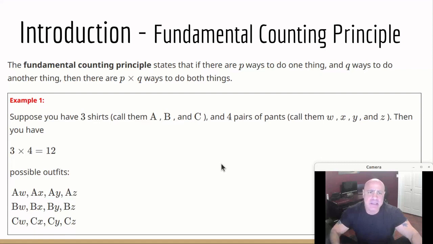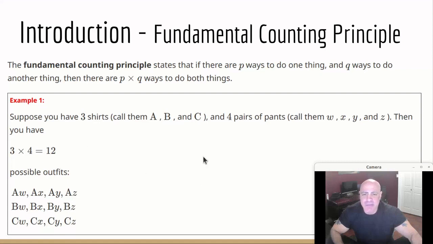It's a very simple mathematical principle known as the fundamental counting principle. It's as simple as it gets, but understanding this will be the foundation for proper comprehensive testing. Once you know this, you know how to test, and you know how to test thoroughly. The fundamental counting principle simply states: if there are P ways to do one thing and Q ways to do something else, there are P times Q ways to do both things.